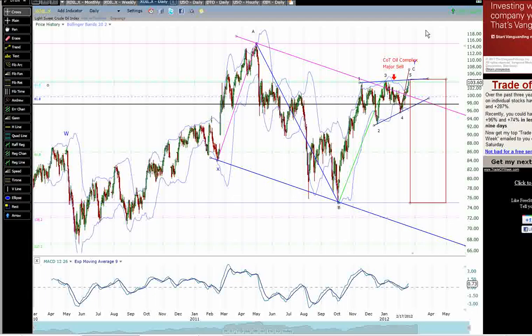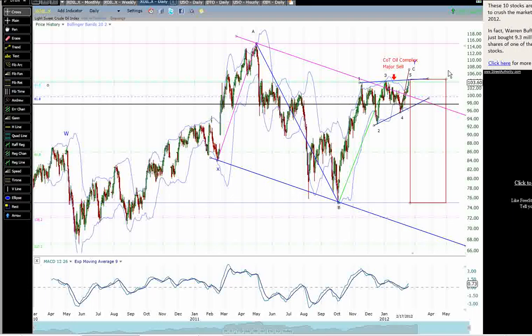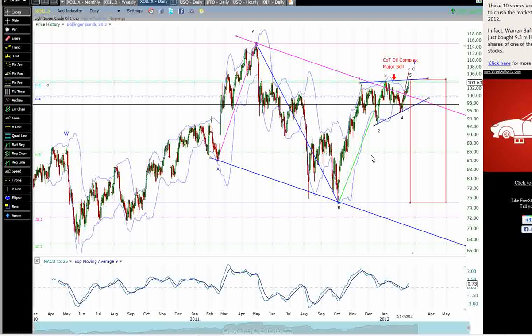So we have multiple things from both patterns and price, in addition to the smart money continuing to sell the oil complex and crude oil specifically at a very extreme level, given the last few years of their range. So that's basically it for this update.